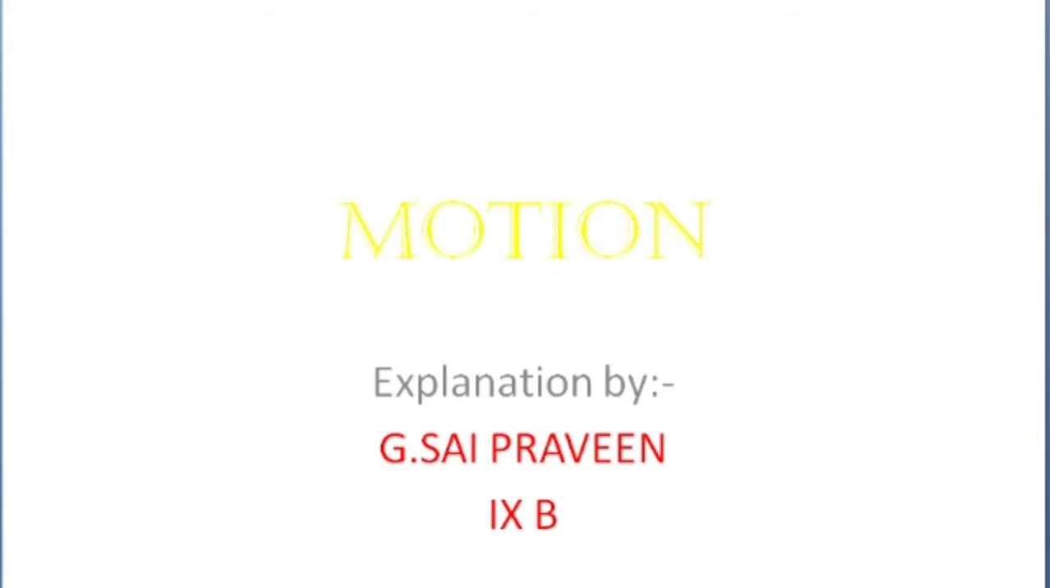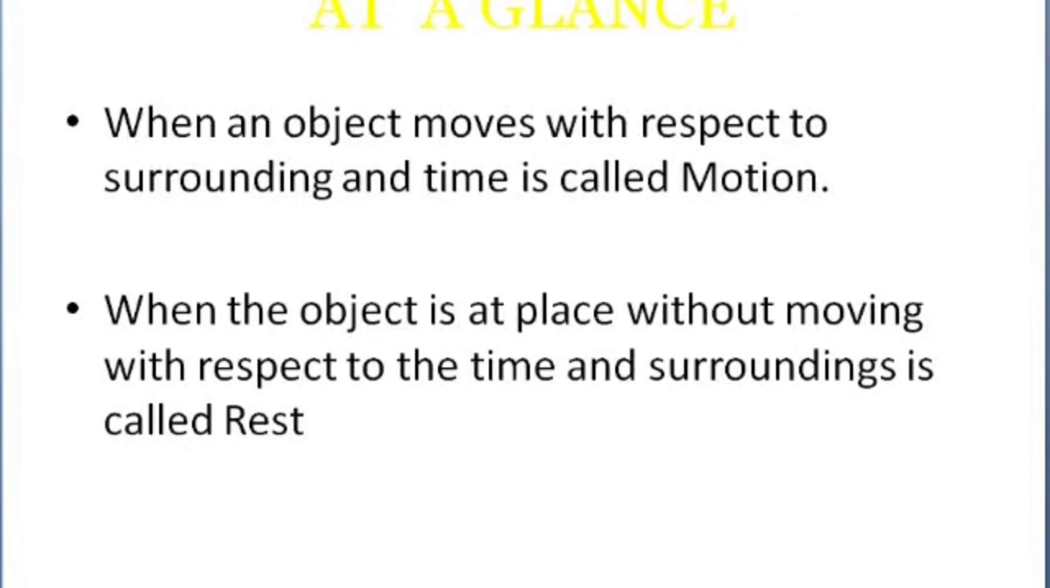So let's start. At a glance, when an object moves with respect to the surroundings and time, that is called motion. When the object is at a place without moving with respect to the time and surroundings, then it is at rest.